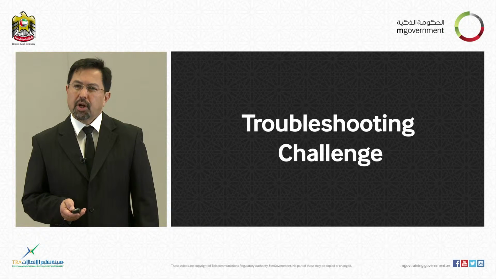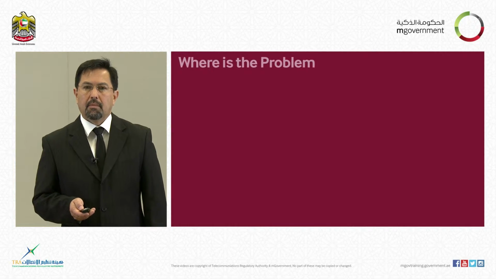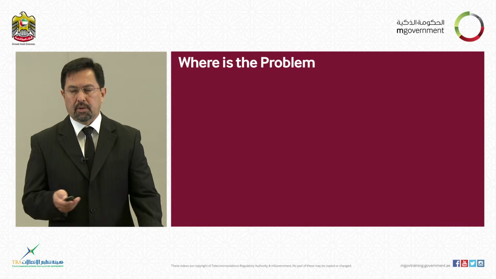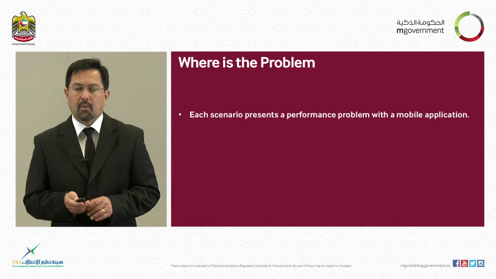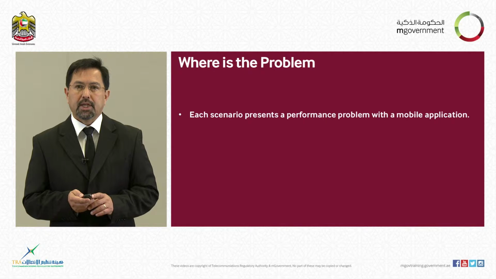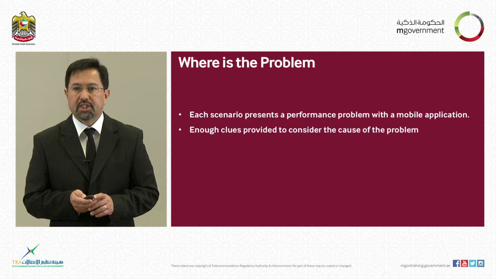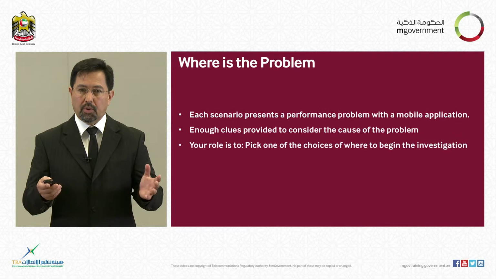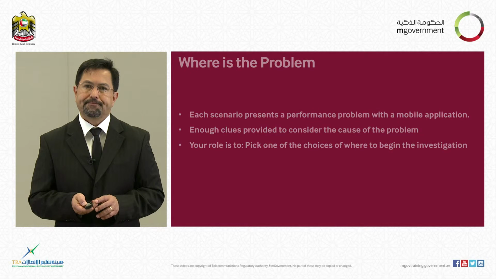This module is called the Troubleshooting Challenge, and it's really an exercise that we're going to walk through here, building up some scenarios. Here are the rules of the exercise itself. We're going to present 3 scenarios, each identifying a performance problem with a mobile application that we've just deployed. There are enough clues provided to consider the cause of the problem, and your role, our role, is to pick one of the choices of where to begin the investigation.